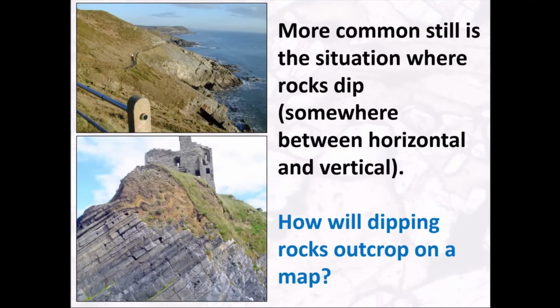So for example, if you have a series of sedimentary rocks that have been tilted during some sort of tectonic deformation, their dip will no longer be horizontal, it'll vary somewhere between the horizontal and vertical. And what we need to understand is how dipping rocks appear on a geological map.